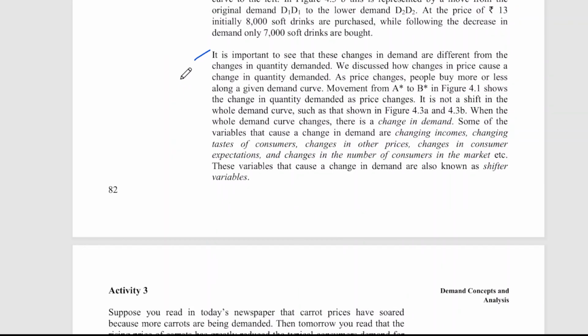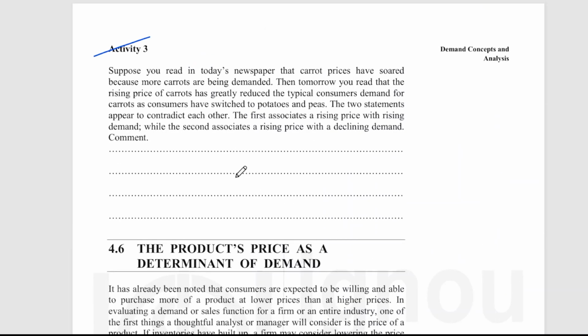We discussed how changes in price cause a change in quantity demanded. As price changes, people buy more or less along a given demand curve, a movement from A to B, that is here. When the whole demand curve changes, there is a change in demand. Some of the variables that cause a change in demand are changing income, changing tastes of consumers, changes in other prices, changes in consumer expectations, and changes in the number of consumers in the market. These variables that cause a change in demand are also known as shifter variables. Activity 3 is here, based on this subsection.